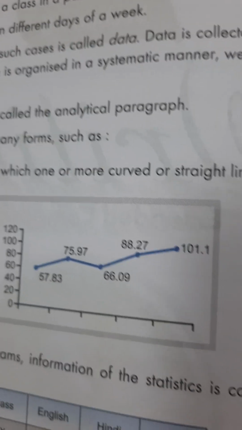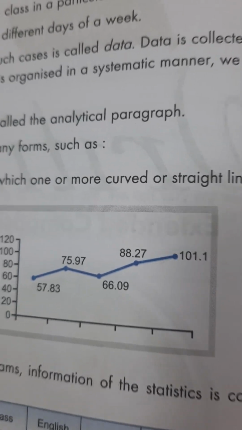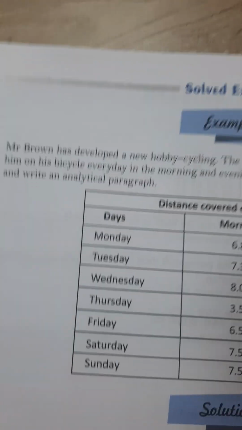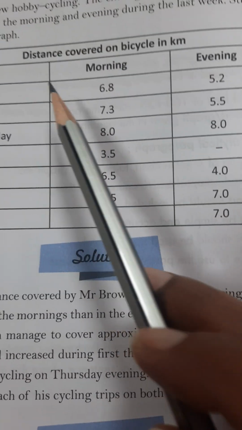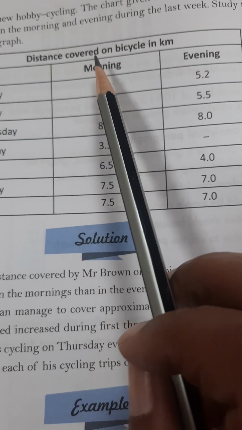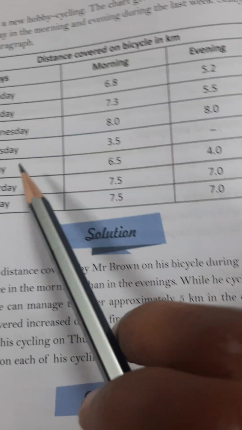Do not ignore the data given. And the most important thing, you have to stick to the word limit. It is given in your book on page number 100. Okay, let's discuss this example. In this, days are given: morning, evening. Distance covered on bicycle in kilometers, and days are given.